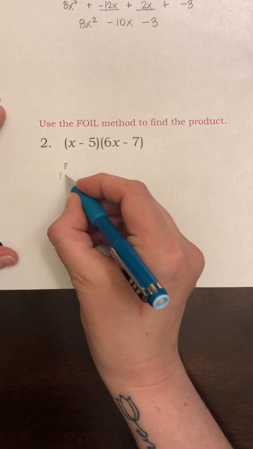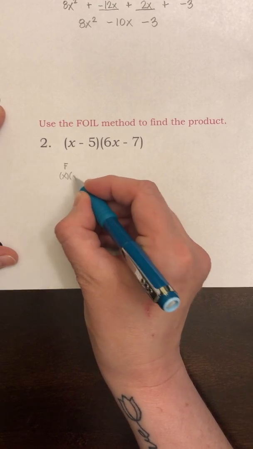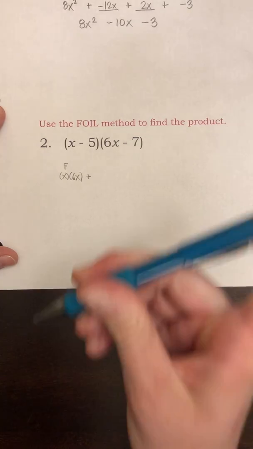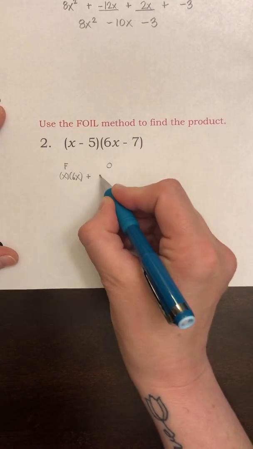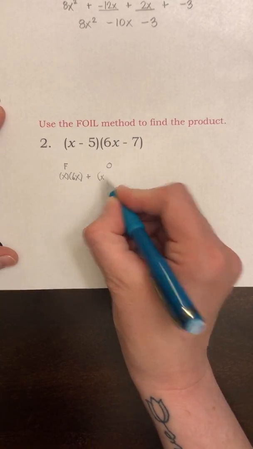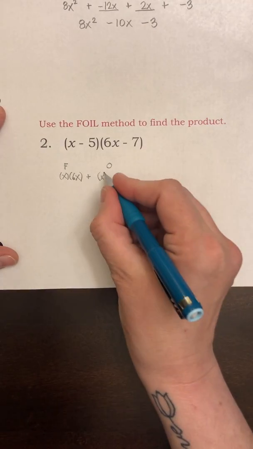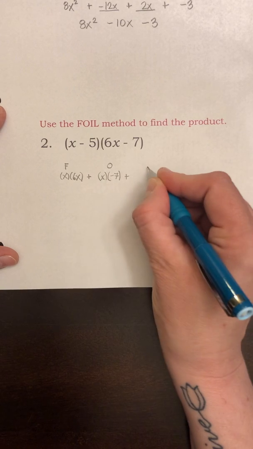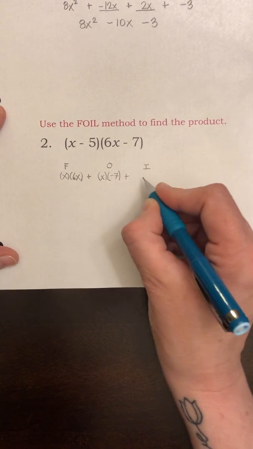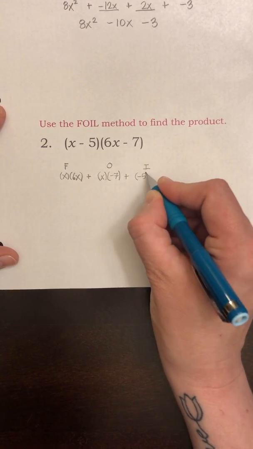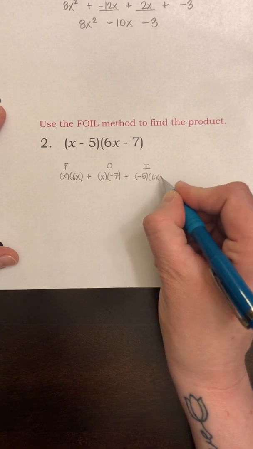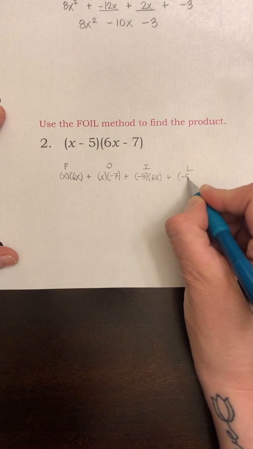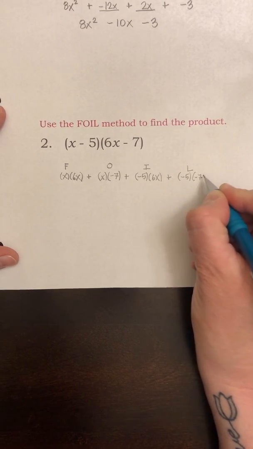So I'm going to do the first term from each set of parentheses, so x times 6x. Then I'm going to work on outer. So on the far left, I have x. On the far right, I have a -7. Then I'm going to work on inner. So inside, I have a -5 and a positive 6x. And then L for last, I have a -5 times a -7.